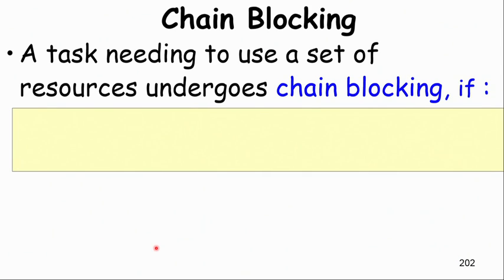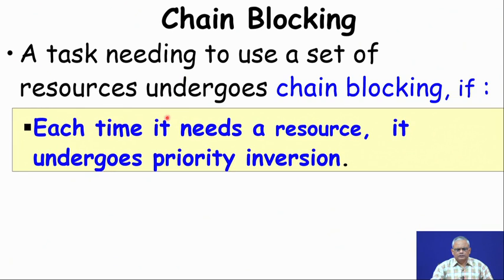Now, let us look at the second problem that the basic priority inheritance scheme suffers from, which goes by the name chain blocking. First, let us see what we mean by chain blocking. Chain blocking arises when a task needs a number of resources, and each time the task needs a different resource, it undergoes priority inversion. That is, if a task needs n resources, each time it requests one of the resources, it undergoes inversion, waits for that resource, and by that time lower priority tasks execute and multiple priority inversions occur.